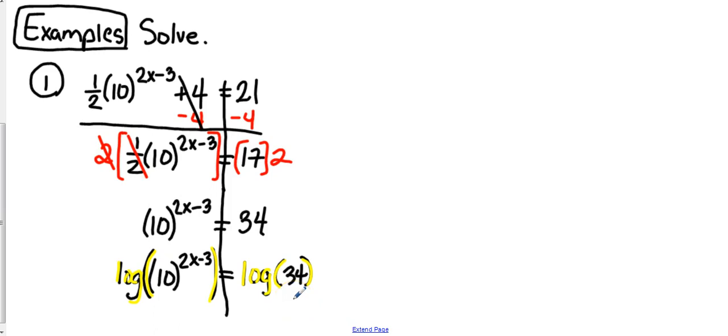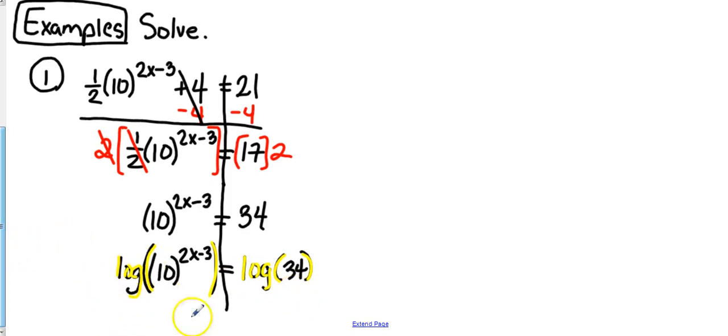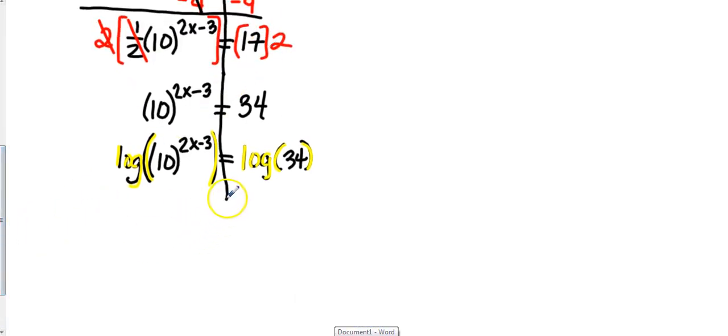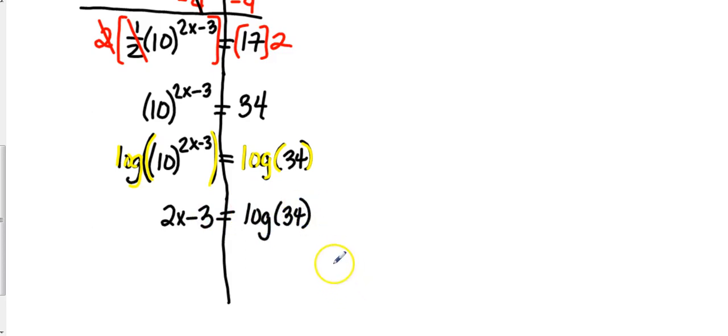What's the advantage of doing this? Well, log base 10 of 10, from our properties we know that that cancels. Or you could also mentally think of it as the power property at work, where 2x minus 3 would come out front, and that would be 2x minus 3 times log base 10 of 10, which again, log base 10 of 10 is 1. So no matter how we look at it, we're left with 2x minus 3 equals log of 34. In this step right here, we have successfully unlocked that power, that x, that was in the exponent spot.